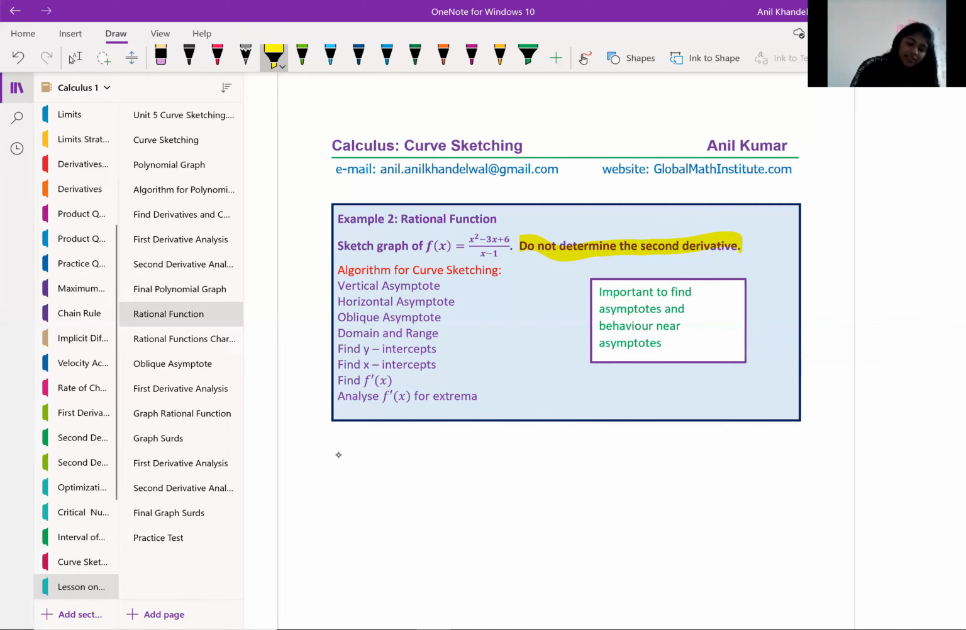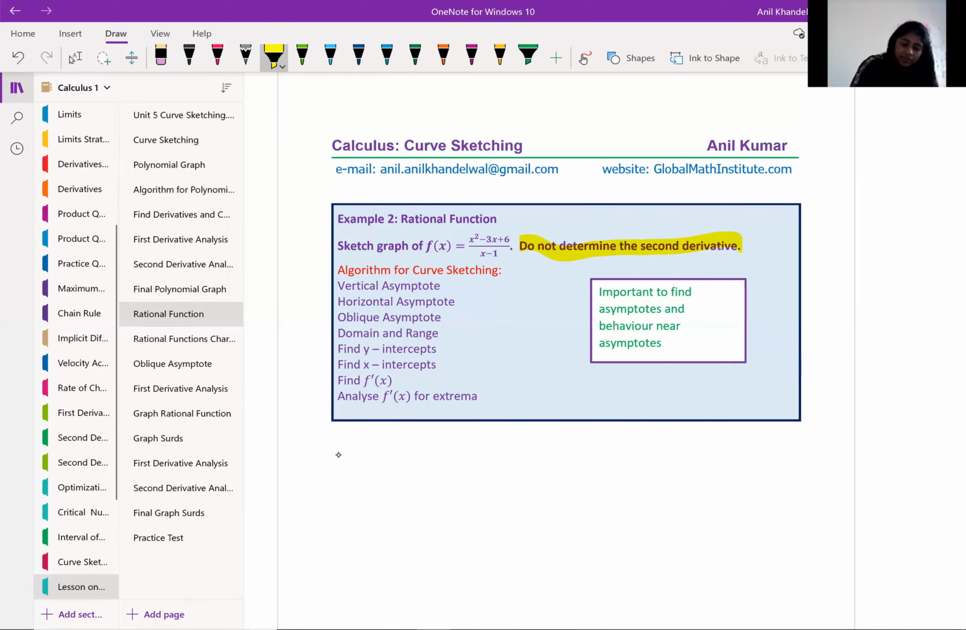So in an examination, it is very important to understand what to do and what not to do. You might spend about 10 minutes finding the second derivative and then come up with the result that there is no point of inflection. But it'll be a sheer waste of your time in an examination hall. Okay? So remember this part.